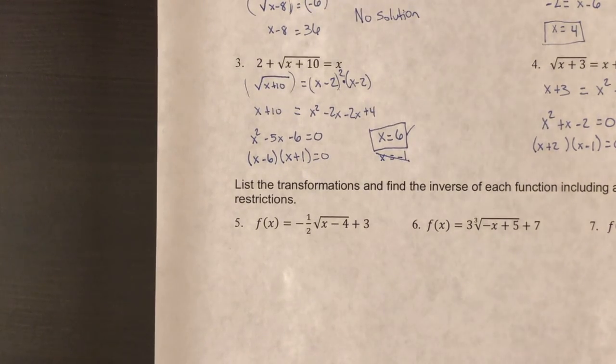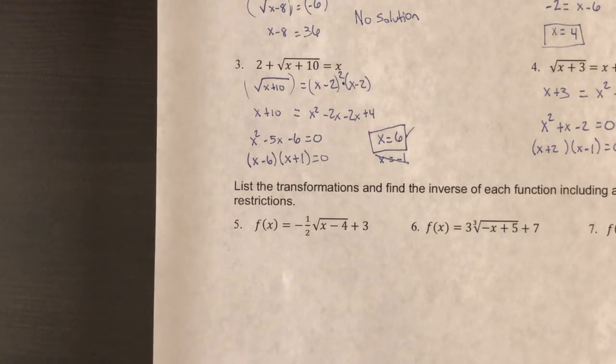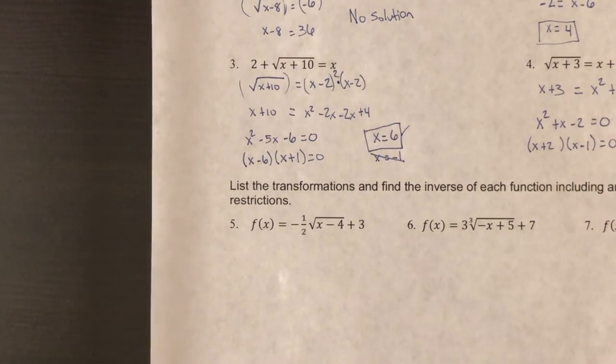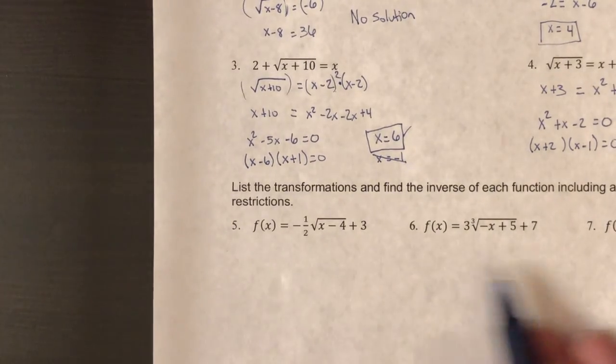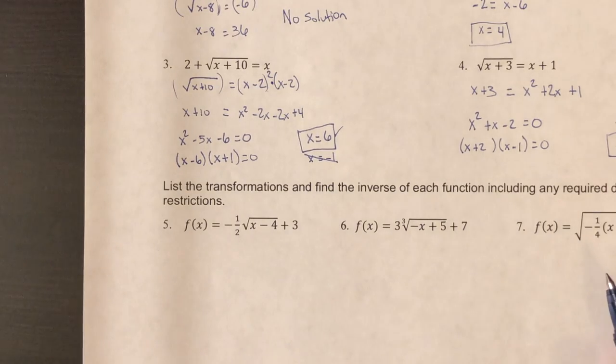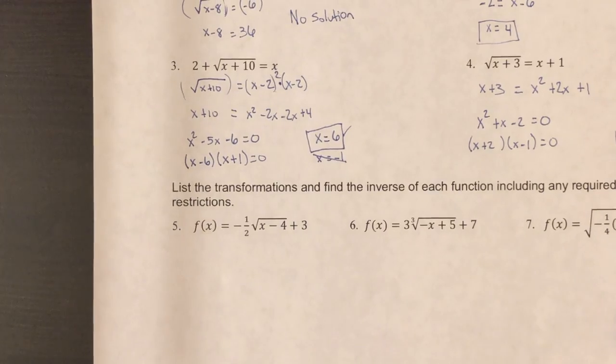Okay. For 5, 6, and 7, we are looking to list the transformations and also find the inverse of these functions. We're going to start by just listing the transformations of each of these three problems, and then we will go finding the inverse of each of these three problems.